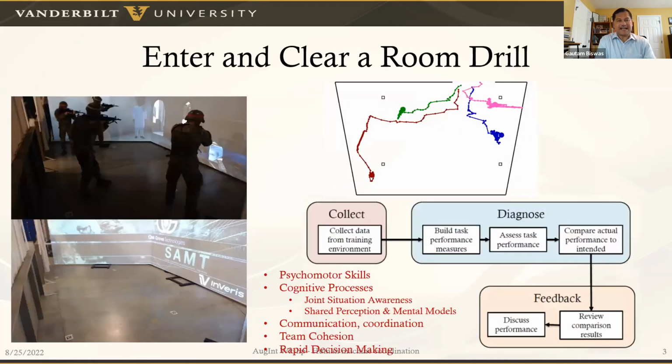So just as an example, this is the Army work we are looking at. This particular drill is enter and clear a room. So a squad of about 4 soldiers, as you can see, enter a room and take different positions. And then if they see enemy combatants, they have to neutralize them. They are not supposed to fire and kill civilians. So they have to make some quick decisions.